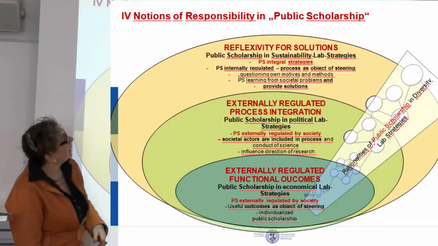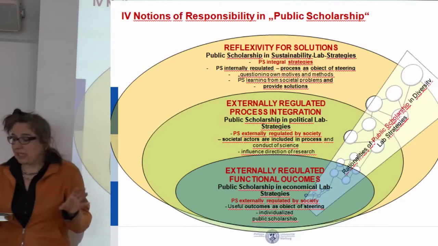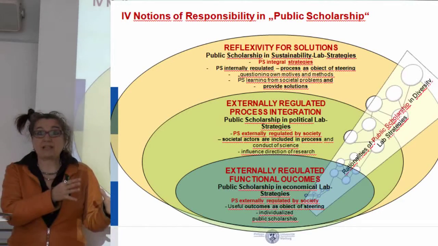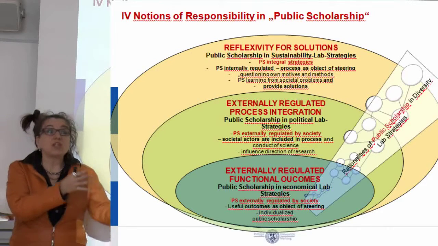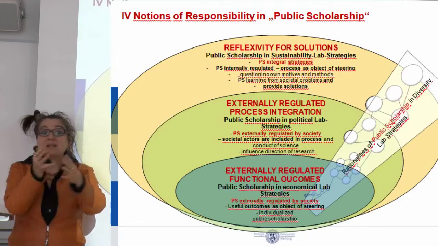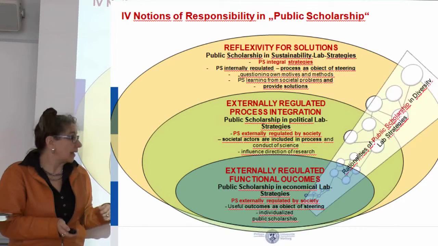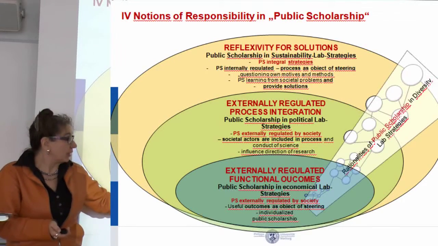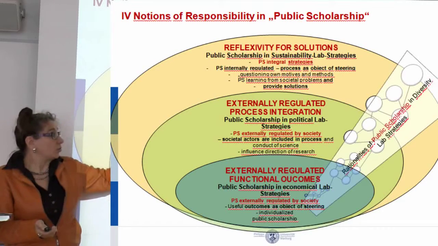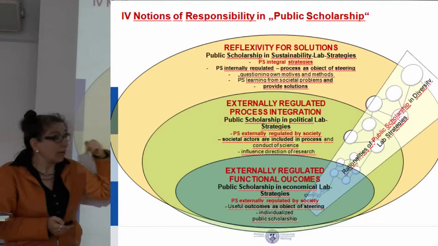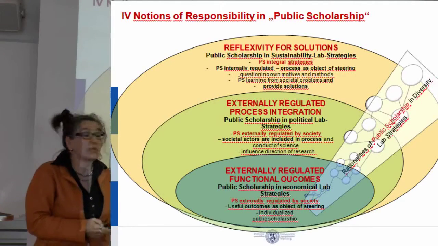Now, if in a nutshell we look at the different parts we have seen in the last 20 minutes, we have been presenting the Dewey laboratory idea, the experiential laboratory school, shifting towards science practice in an embedded form in platform strategies, the societal world, be it the market, in economical lab strategies, obviously externally regulated and oriented towards functional outcomes, as well as the public and societal world of social innovation, also externally regulated and a process integration strategy where societal actors are included in order to conduct science and influence the direction of research.